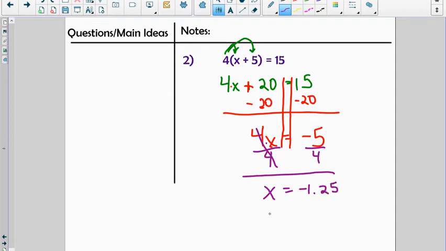If I didn't want to divide that out on a calculator, I could leave that answer as an improper fraction, negative 5/4. As long as I reduce the fraction, it's okay to leave it that way. Either answer is fine. You don't need to do both.